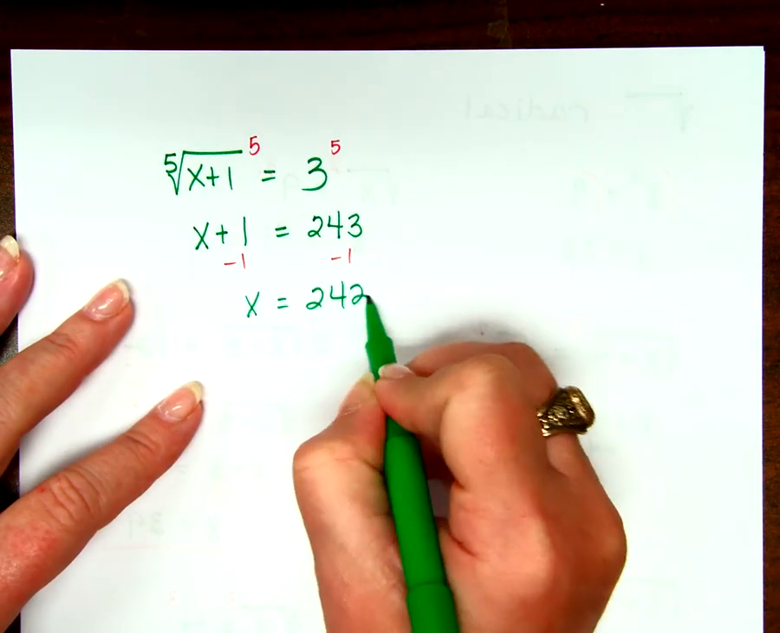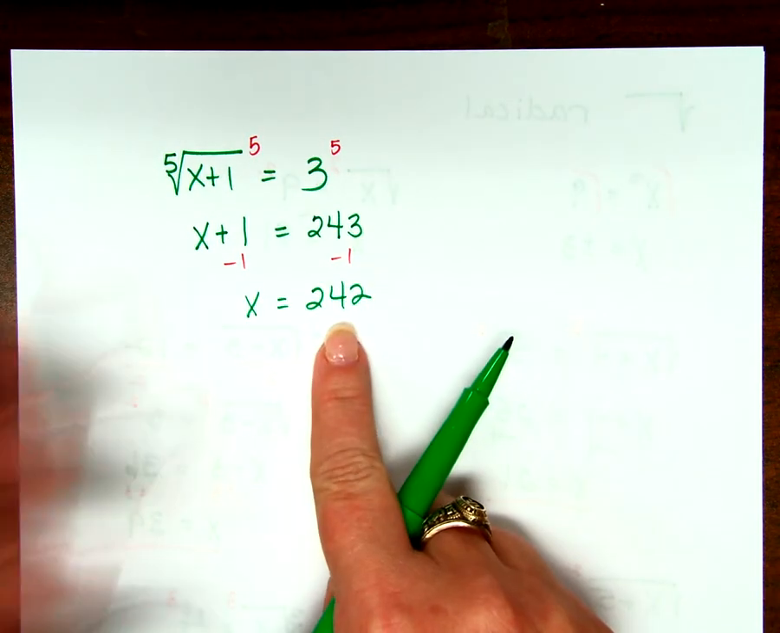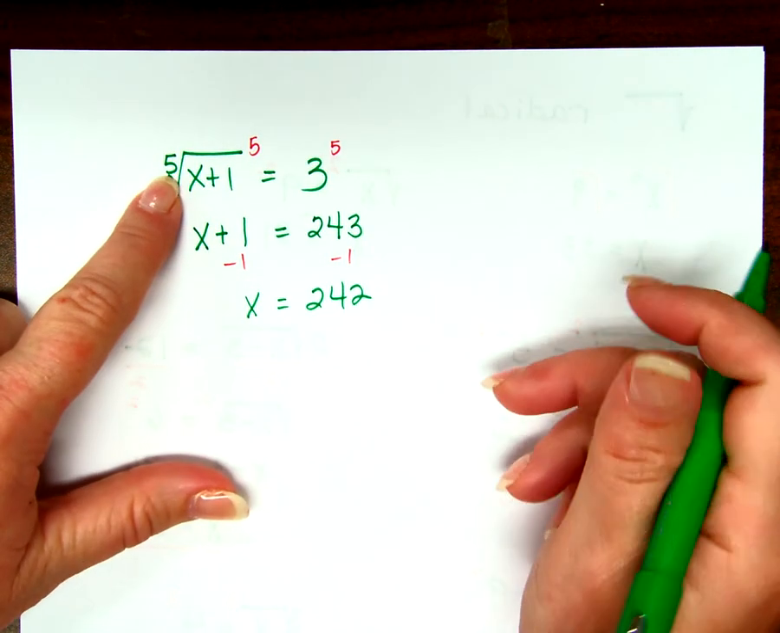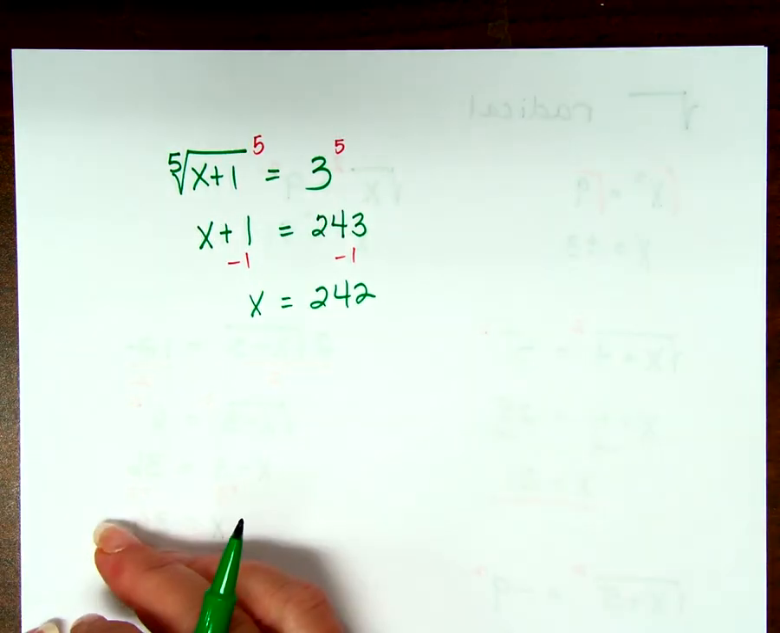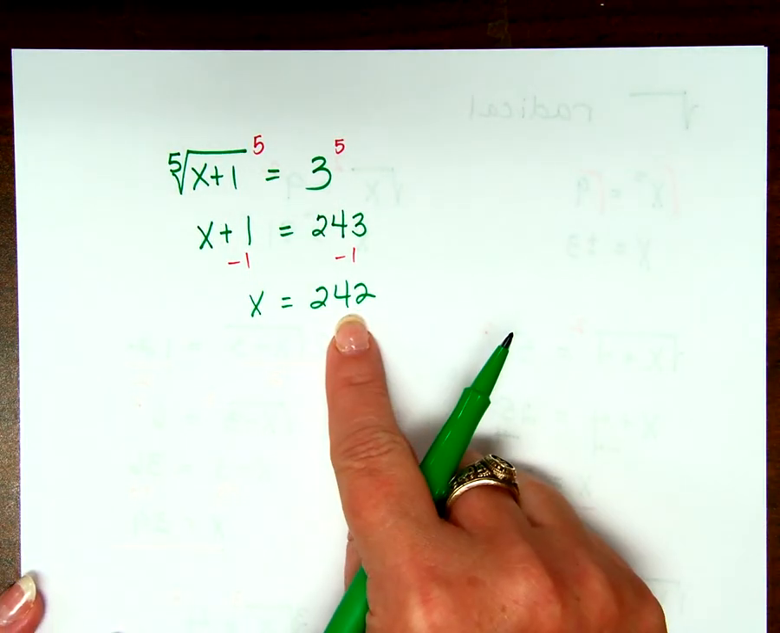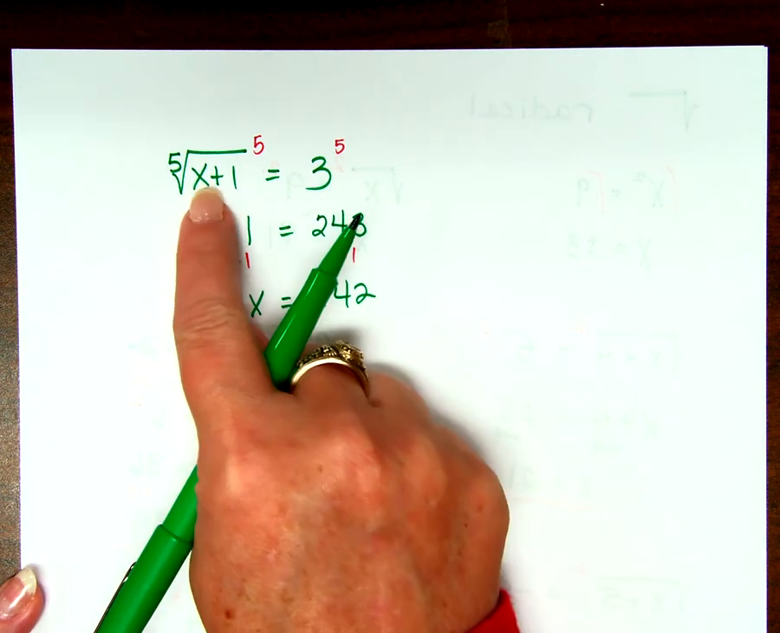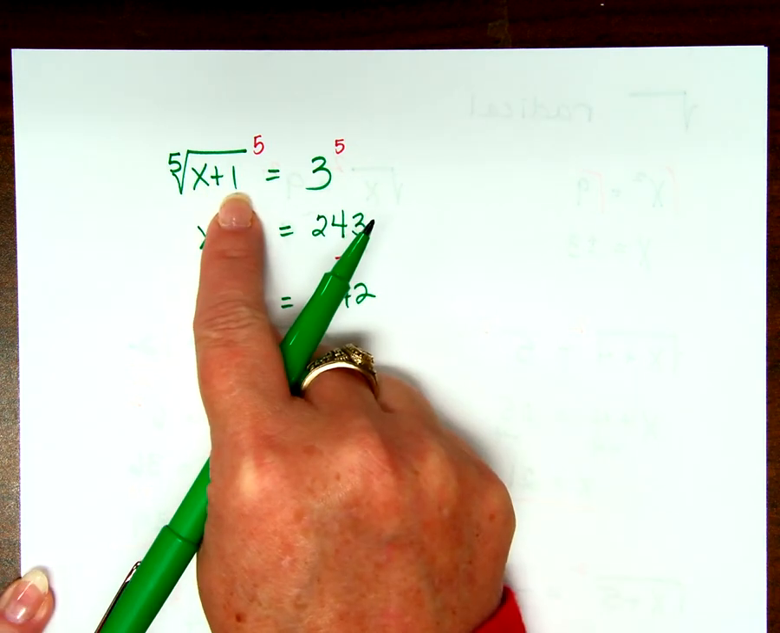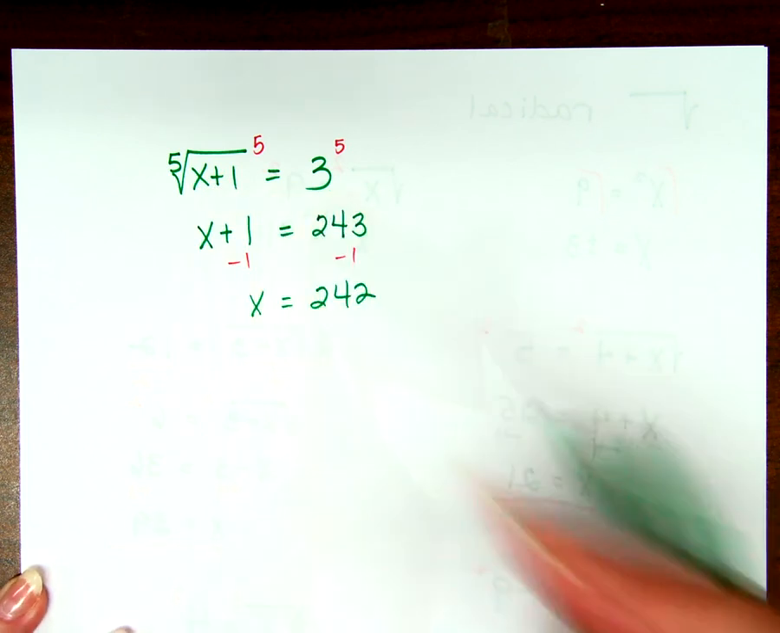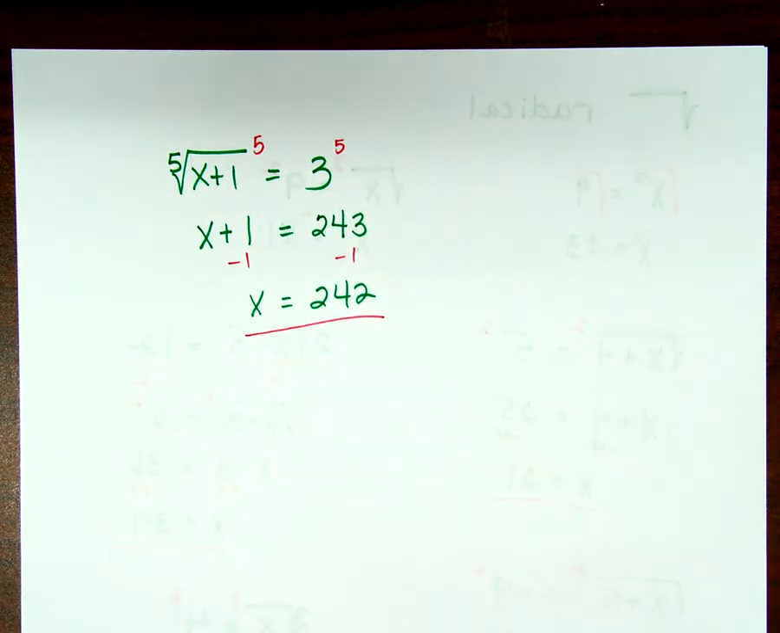So was that really a trick? What made it trickier than the other problems we've done? Oh, 5 is a bigger number. It's a 5, right? We're good. Is this right? 242 plus 1? What's the 5th root of 243? Does 3 equal 3? Then it's right. Do you have any questions about solving equations with radicals?